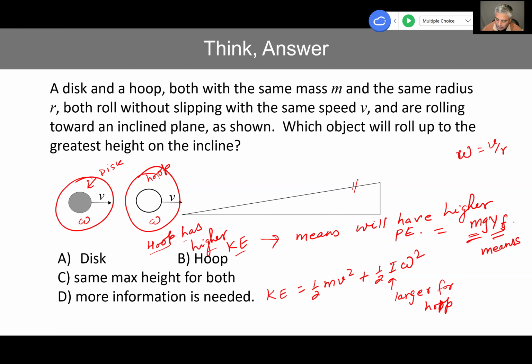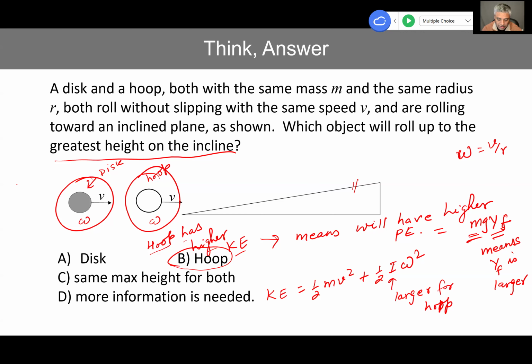Should I say YF in this case? YF is larger. So that's why the hoop goes to the greatest height on the incline. Okay. But we can also do it mathematically just like we did before.